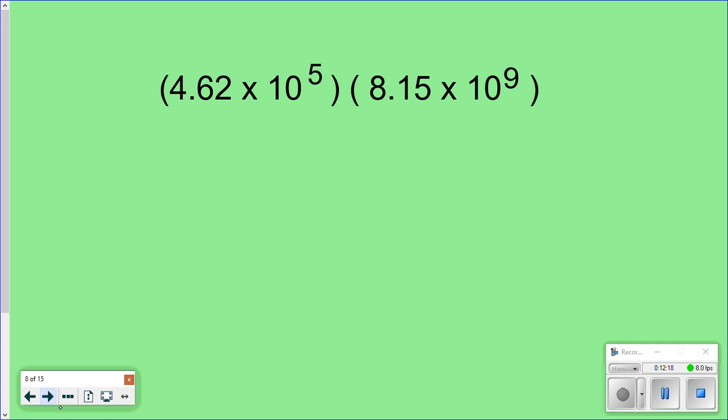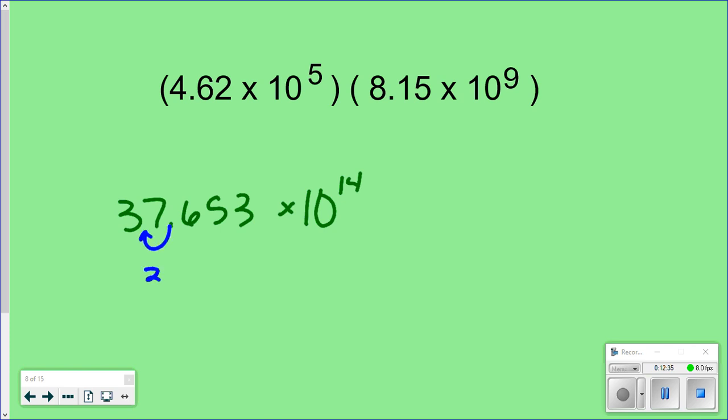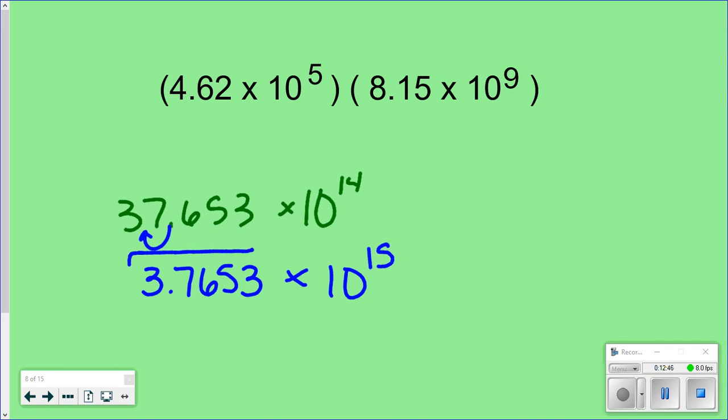Okay, so I'm going to get 10 to the 14th times, and then those two multiplied together would be 37.653. Okay, not in the correct scientific notation. So I'm going to move it over one space, so it'll be 3.7653 times 10. So if it's 14, I'm going to move it to the left, I'm going to add one to it, so it's going to be to the 15th. And there we go.